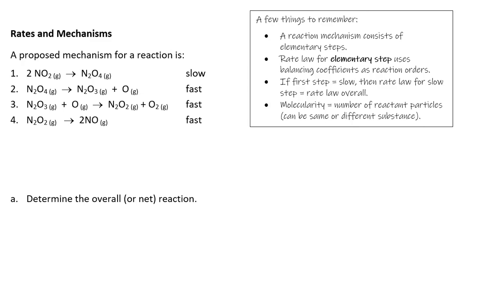First of all, a reaction mechanism consists of elementary steps, and an elementary step is a reaction that takes place in only one step. What's important about that is that the rate law for an elementary step uses the balancing coefficients as reaction orders. Now, this is different than what we've looked at previously when we have a table of data and we have to determine the ratios to figure out m and n, those exponents in the rate law. We don't have to do that when we know that we're looking at an elementary step. We can actually use the balancing coefficients.